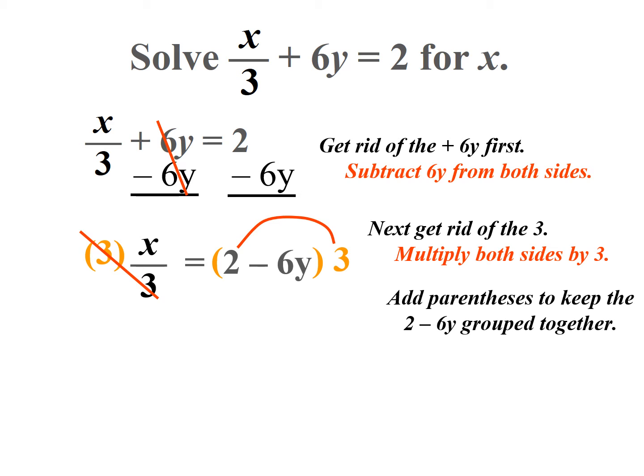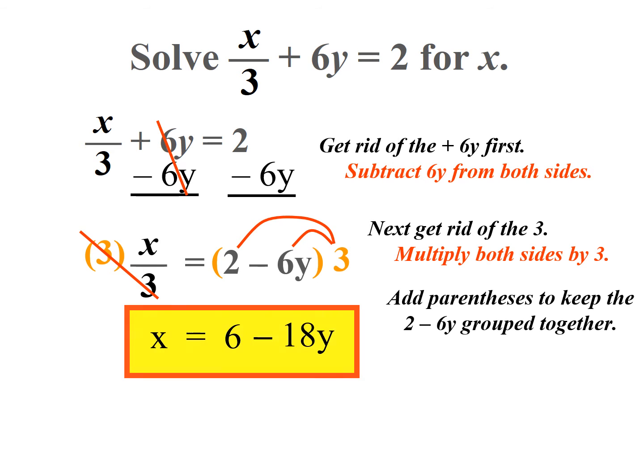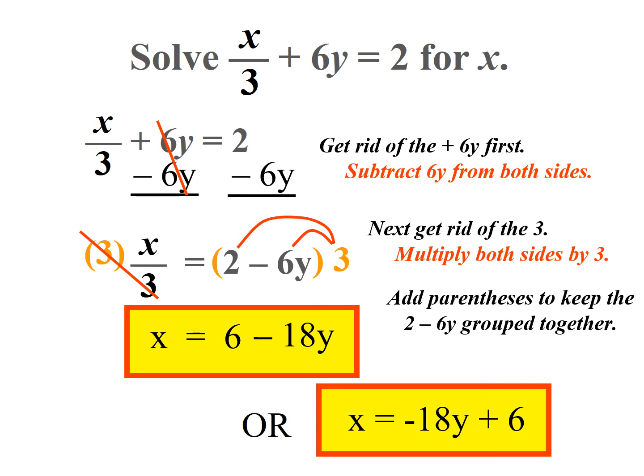And now on the right side, we must multiply 3 times 2. That's going to give us 6. Then 3 times -6y. That's going to give us -18y. And that is our correct answer. However, if you're on a multiple choice test, it may show the answer like this. It is the same thing. We just reversed the order in which we wrote them. So -18y plus 6 is the same as 6 minus 18y.